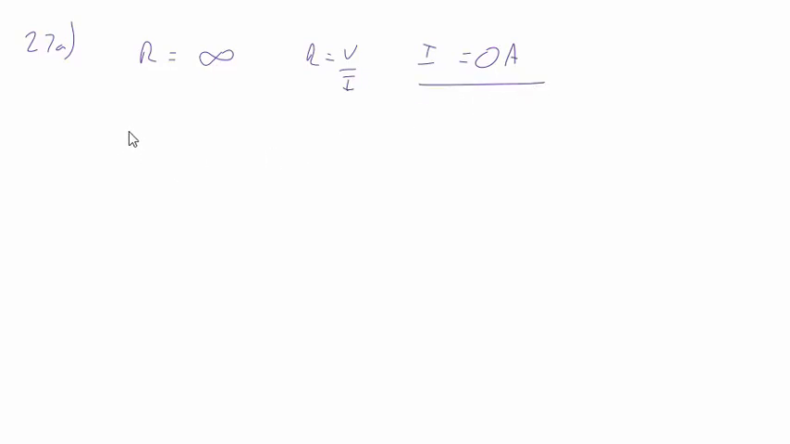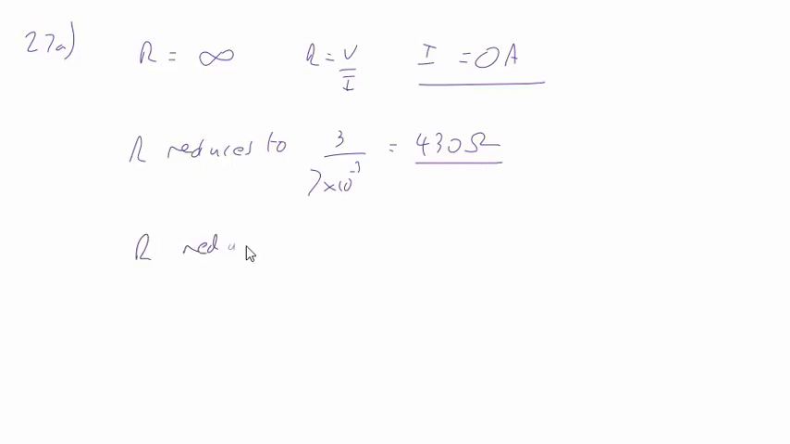For the second point, resistance reduces to a value of 3 volts over 7 milliamps, which gives a value of 430 ohms. And finally, in the third situation, resistance reduces again, and now to a value of 3.4 volts over 30 milliamps. And this gives 110 ohms.